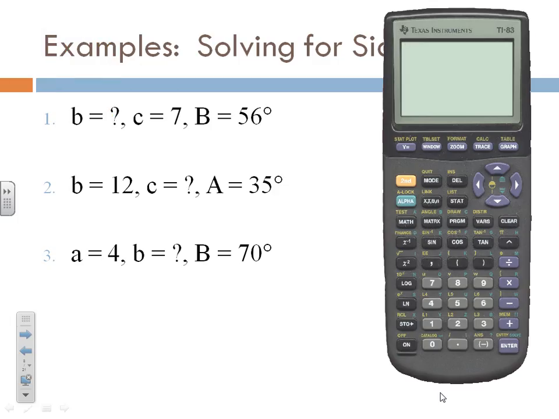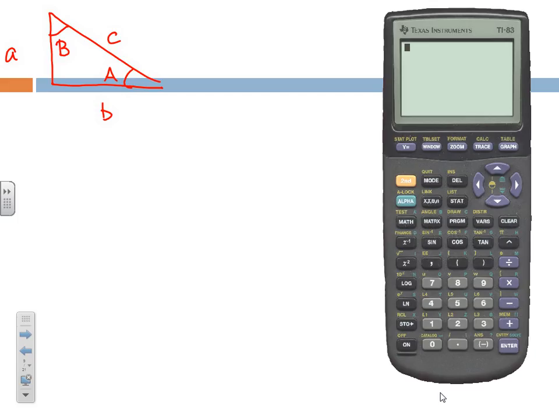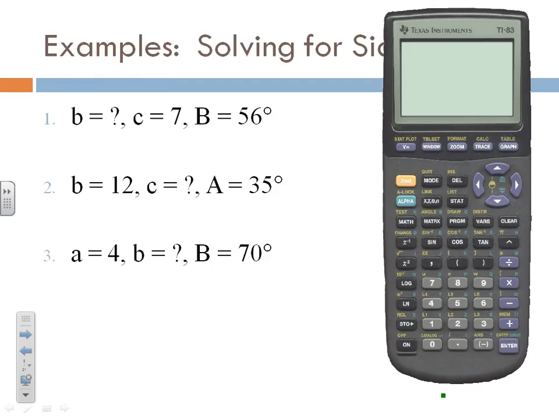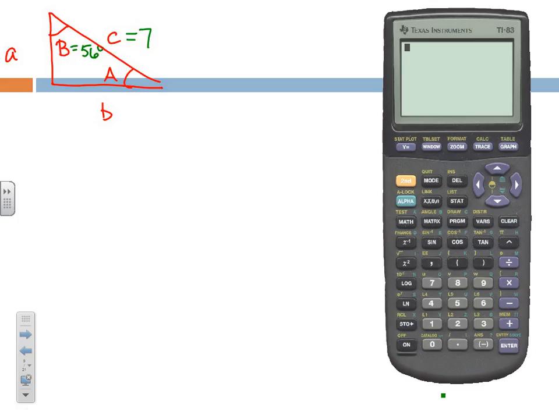Right now I am given side C, which is my hypotenuse, and angle B, which is 56 degrees. My unknown in this problem is side B. So for this problem, I'm actually going to ignore angle A, and I'm going to ignore side A.